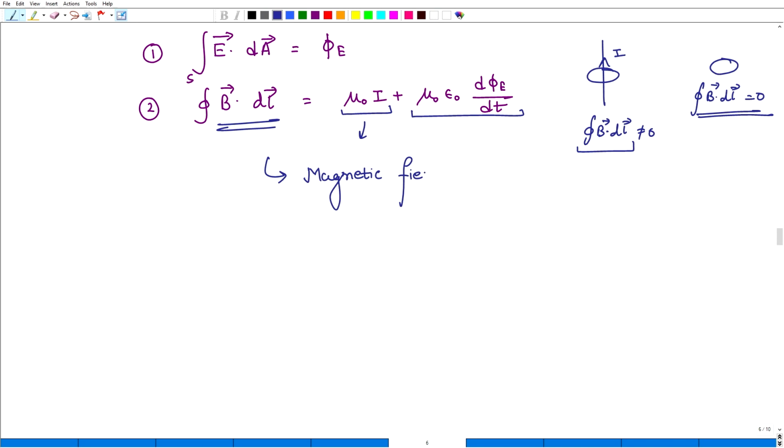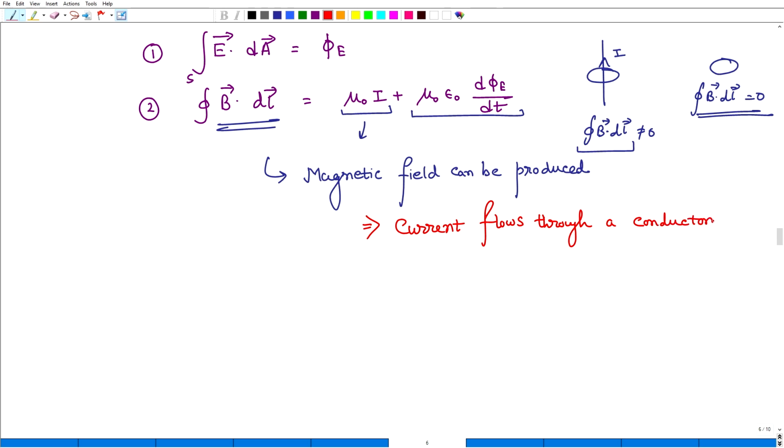Okay, so we can write that the magnetic field can be produced in two ways. First is, as I discussed now, current flows through a wire, let us say a conductor. And the second part, from this we can say that if there is no current carrying wire, then also a magnetic field can be generated.